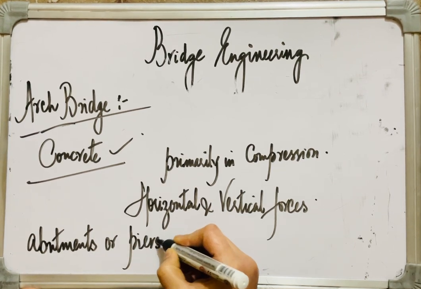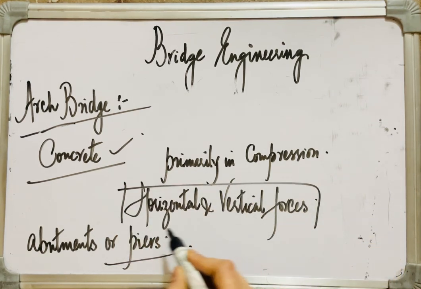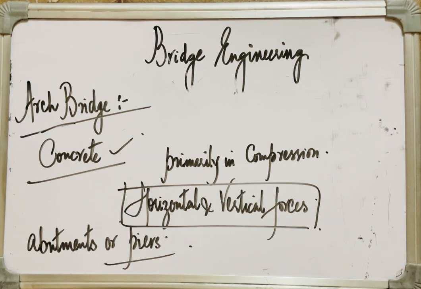The loads in case of a beam bridge or a girder bridge, the vertical loads, were carried by bending or flexure. The same was the case in a truss bridge, but in case of an arch bridge, the loads are primarily in compression, with the reactions at the supports being both horizontal and vertical forces, and then these forces are transferred to the abutments or piers.